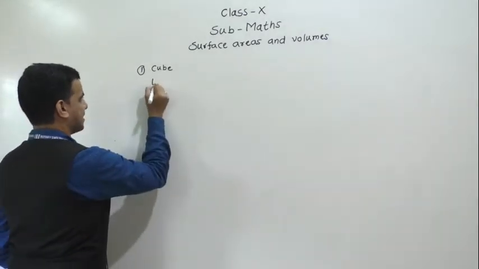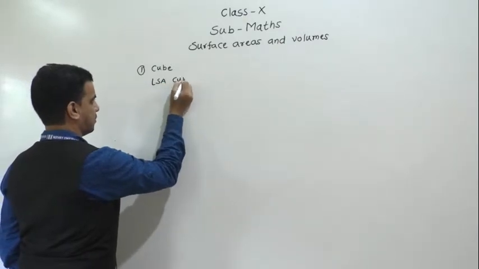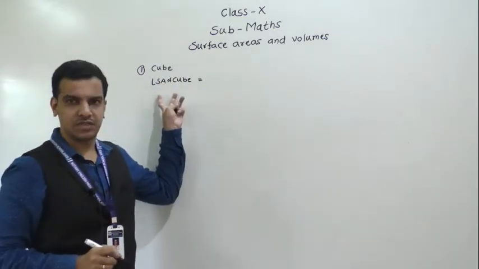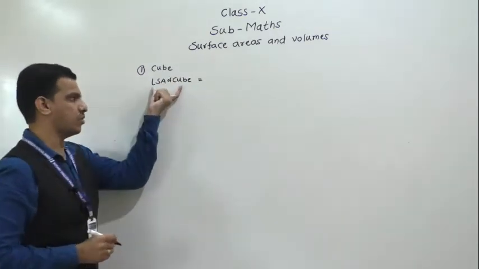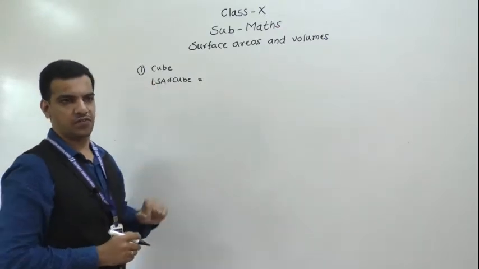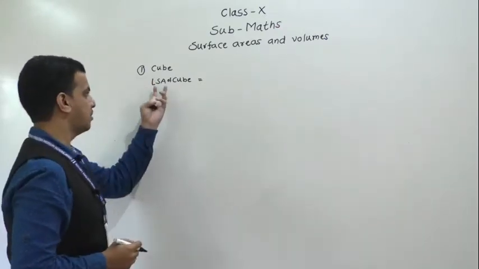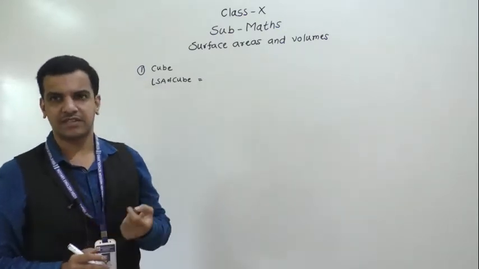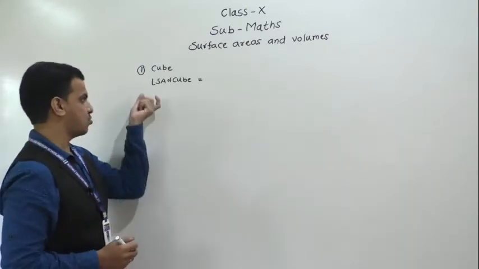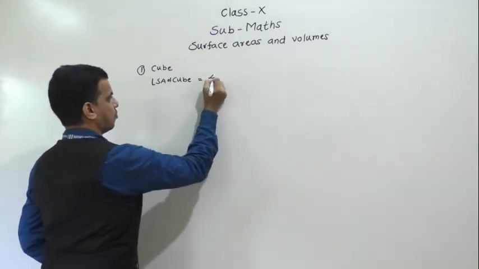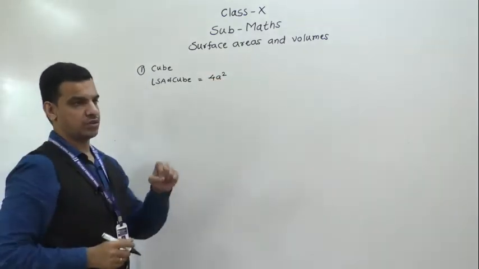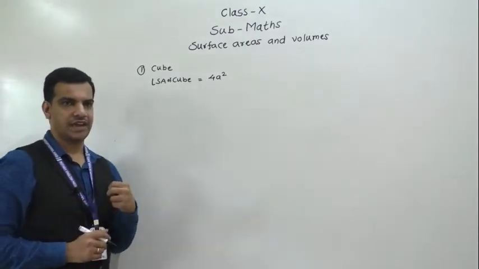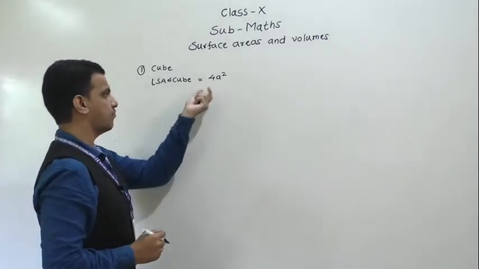So LSA of cube. LSA means we have to exclude the top area and bottom area from the total surface area, okay? So for a cube, 6 surfaces are there, and each surface is a square shape, okay? We have to remove top and bottom, so a total of 4 surfaces are there, and each surface is a square shape, that is 4a square, okay?